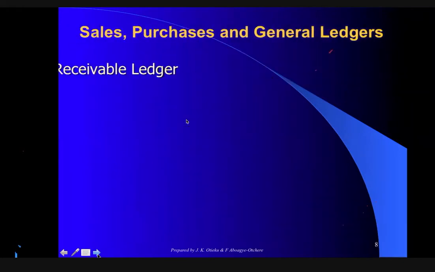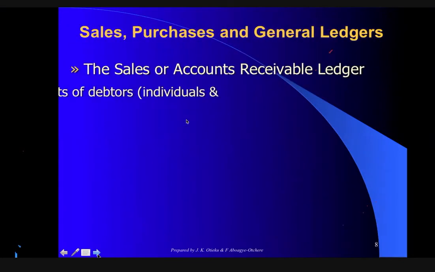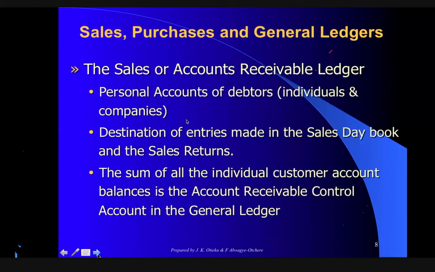So for the ledgers as well, we have the sales or accounts receivable ledger. Under the accounts receivable ledger, we have the personal account of all your debtors, right? And you need to take note that your debtors can be individuals or they can be companies. So you have the personal account of all these individual people in the sales or accounts receivable ledger.